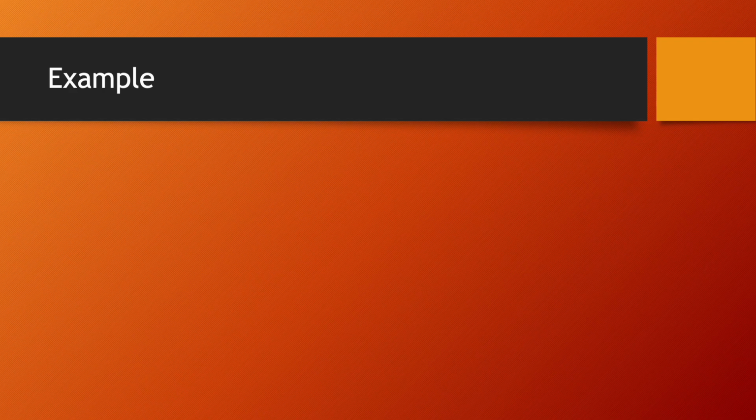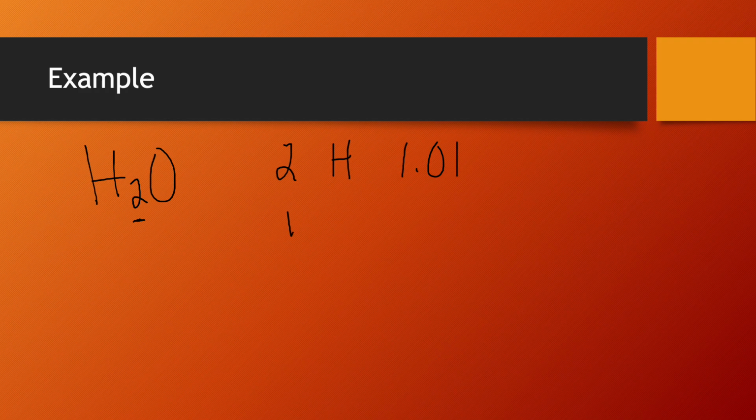This is an example of calculating molar mass. Our first example, we're going to use water. Water is H2O. You know that you have 2 atoms of hydrogen, and each one of those hydrogen atoms has an atomic mass unit of 1.01. And then we have 1 oxygen atom, and its atomic mass unit is 16.00.